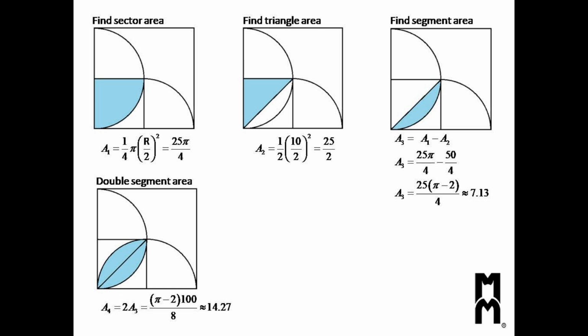Next, we subtract area 2 from area 1. That gives us the segment area, and that segment area works out to approximately 7.13. We double that, and we get the area of the shaded region that was supposed to be found in the original example problem.